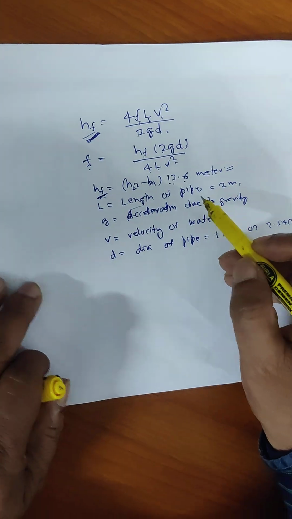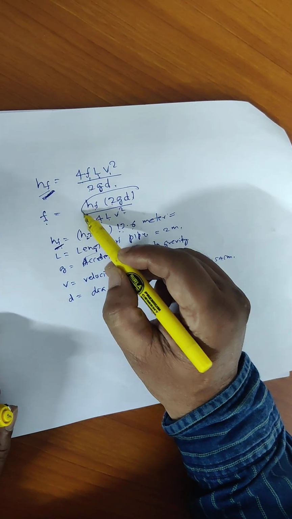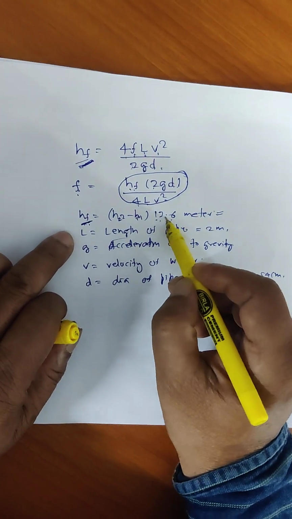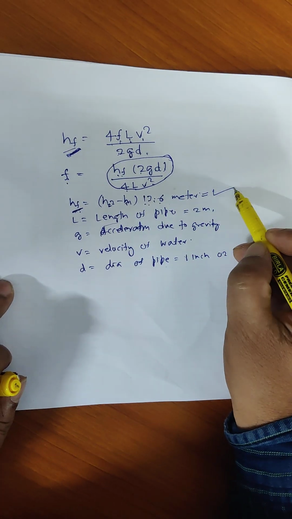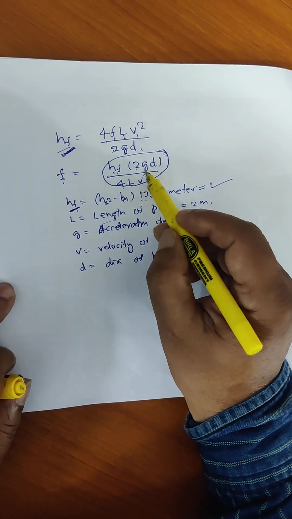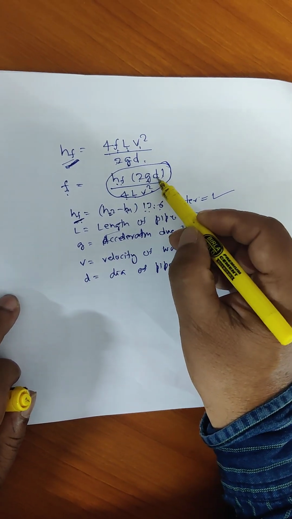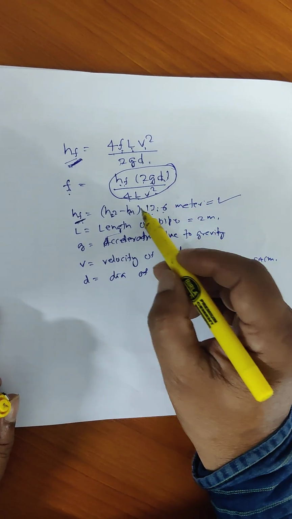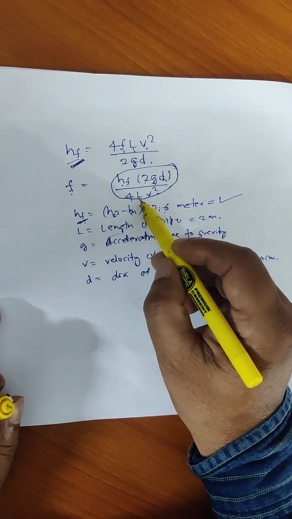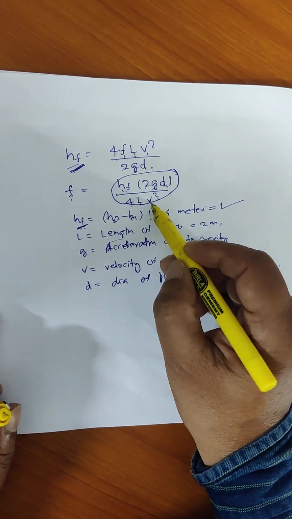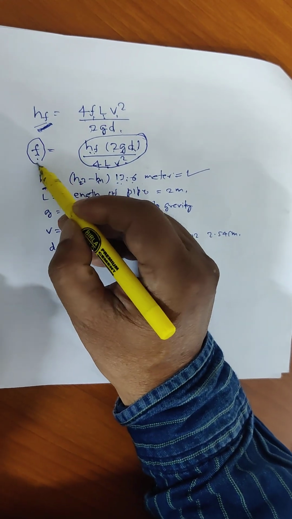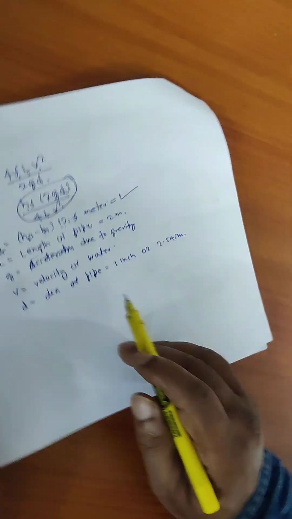Now putting all these values here, HF is H2 minus H1 times 13.6, and this has been calculated from the manometer reading. And G is acceleration due to gravity, D is 1 inch. 1 inch must be converted into meter, and L is the length of the pipe, which is 2 meter. V we have already calculated. Then putting all these values, we will get friction factor of this pipe.